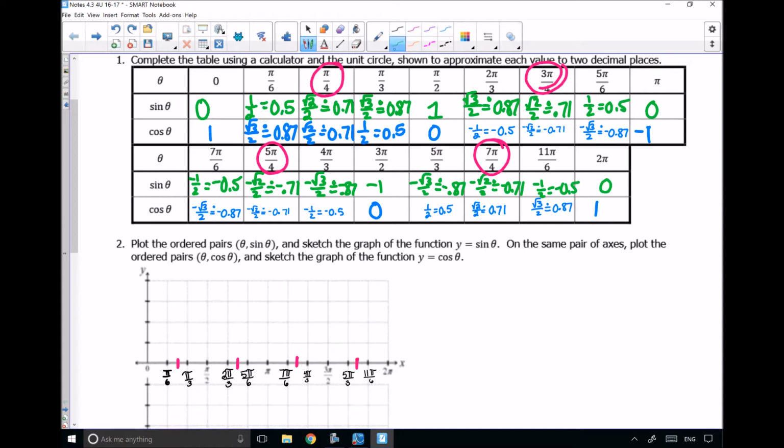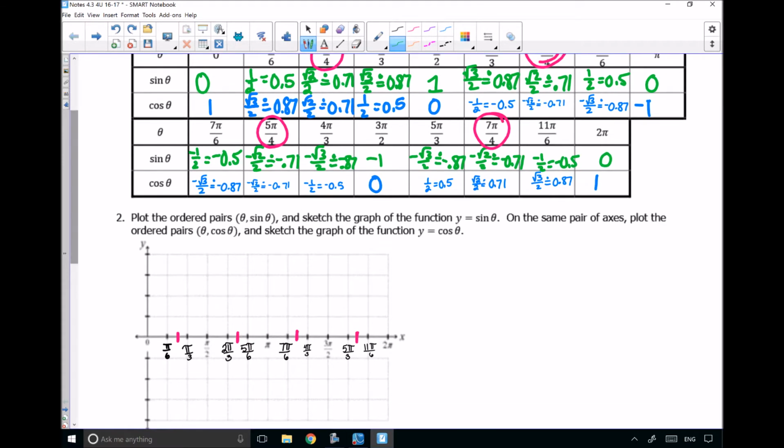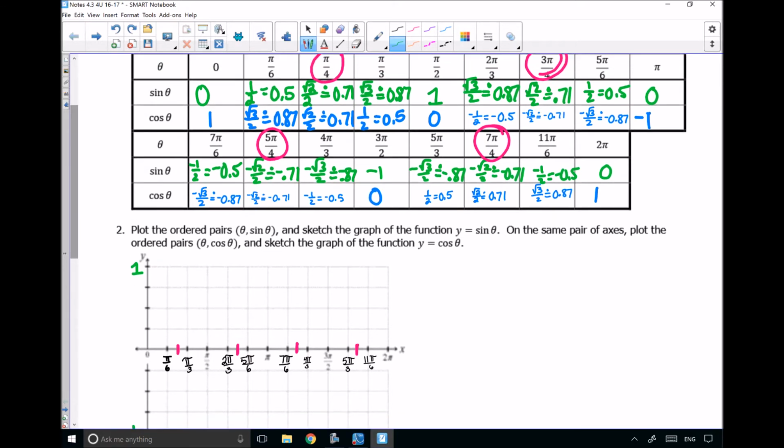Now, since my y values are only going between -1 and 1, I'm going to go ahead and label my 1 up here, and I'm going to label my -1 down here, so that way I get a full view of what's happening here. So when the theta is 0, I get 0 for my sine value. So sine of 0 is 0.